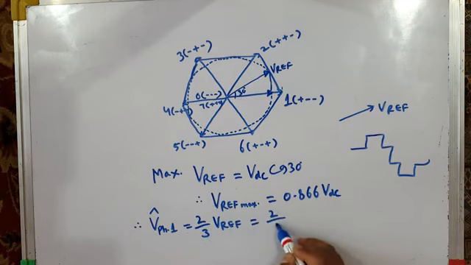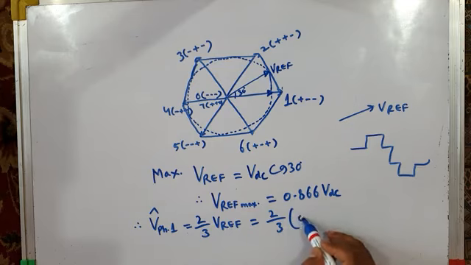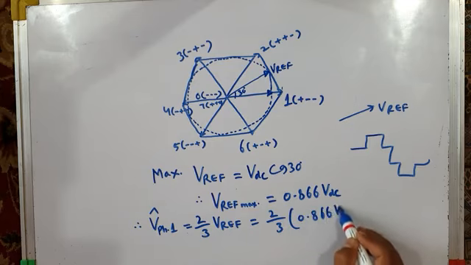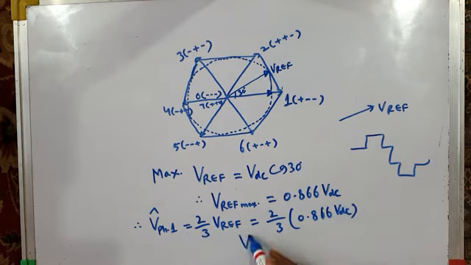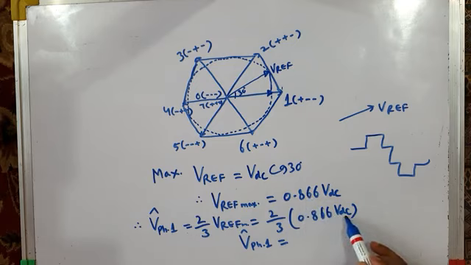That is 2 by 3 into what is Vref? Vref is 0.866 VDC. And you will find that the peak value of the fundamental component of phase voltage for maximum Vref will be 2 by 3 into Vref. It is Vref max. Vref max is 0.866 VDC. Substitute it here, multiply it with 2 by 3. So this will be 0.577 VDC.